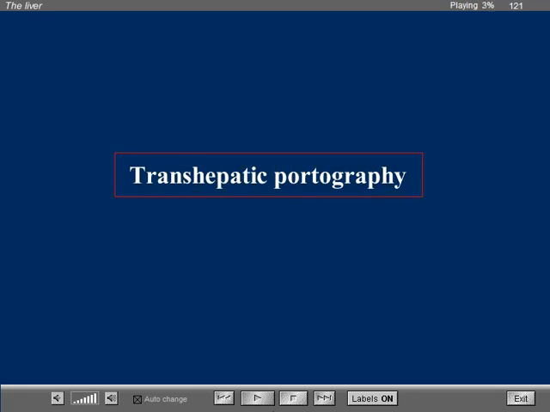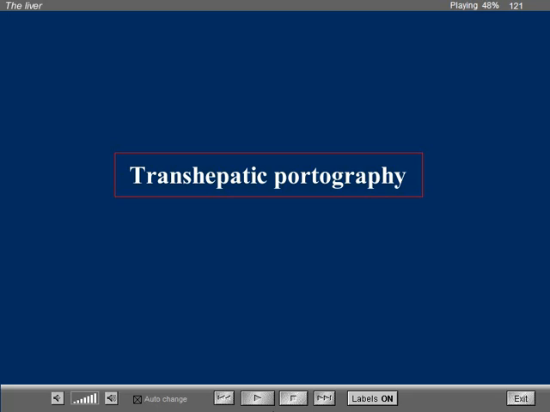We were fortunate in the early 70s to perform the first transhepatic catheterizations of the portal vein. My friend Anders Lunderquist, then at Lund, was collaborating with us, and he also did the first in vivo transhepatic catheterizations of the portal vein. And we call that technique transhepatic portography.